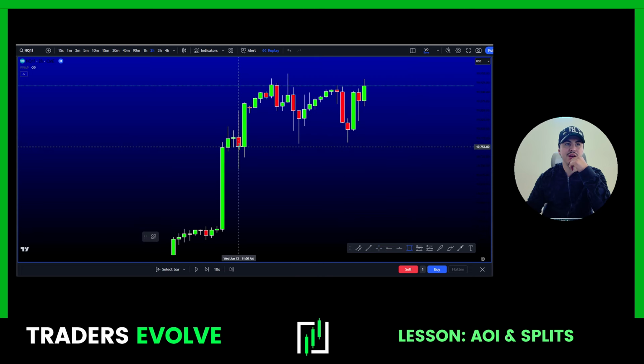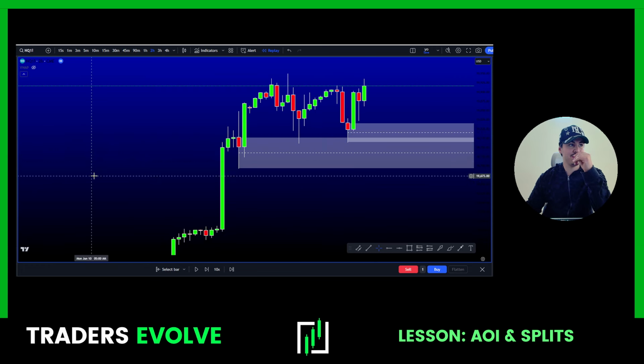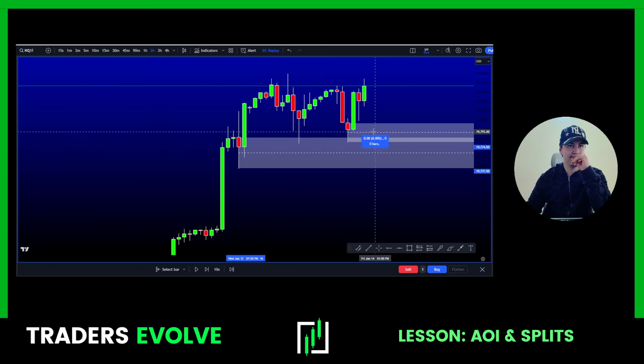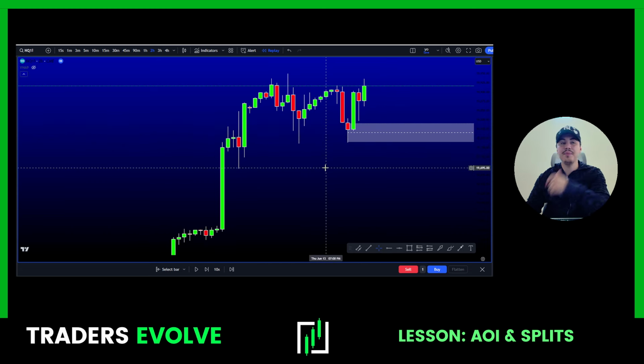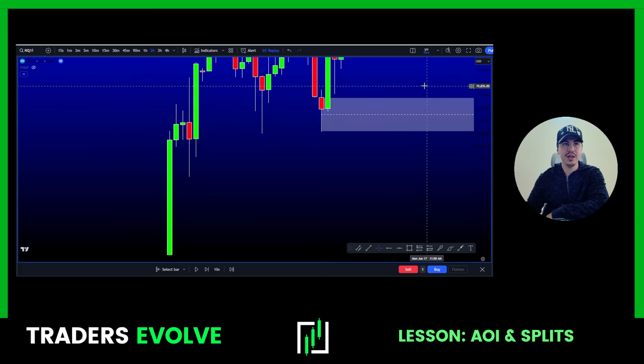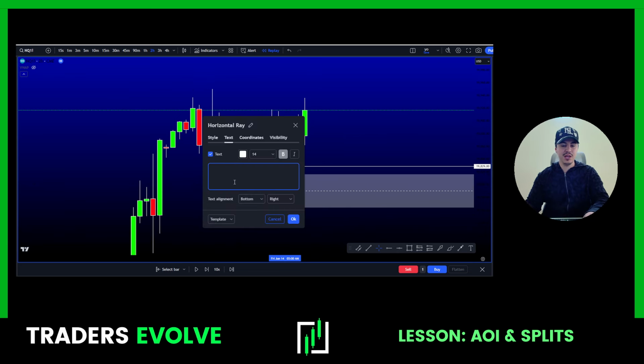Okay, so look at the difference between this zone and this zone. I mean, it's a big difference, obviously, right? Let's see how many ticks this one is. 88. I mean, the smaller the better, right? But 88 is fine. So we have our zone and then we have our area of interest, the top of the wick. Okay, this is the AOI.